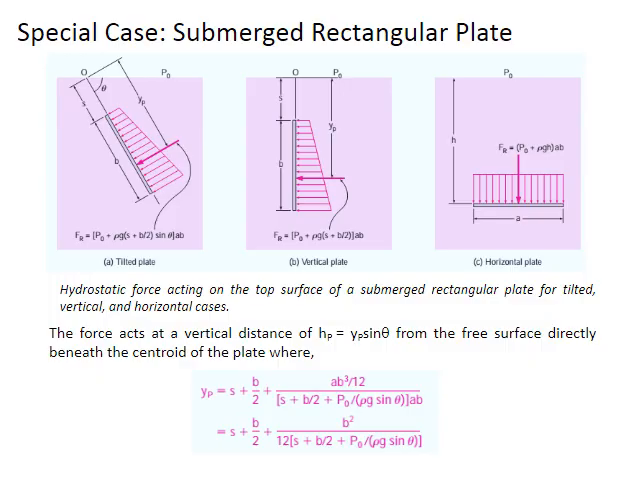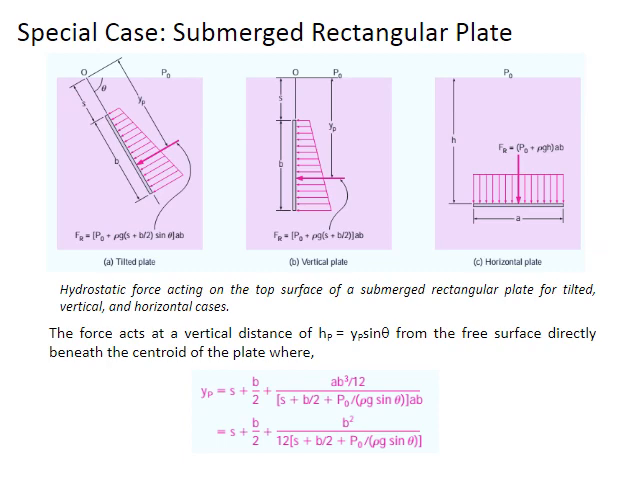In this slide I am going to talk about some special cases and we will find out hydrostatic force acting on the top surface of a submerged rectangular plate for tilted, vertical and horizontal cases. From the figure you can see there are a lot of figures. The first figure is the tilted plate, the second is for the vertical plate, and the third one is for the horizontal plate. From the first figure we can see a tilted plate with an angle of inclination equal to theta, and the resultant force acting on the plate will be equal to P naught plus rho g s plus b by 2 into sin theta, multiplied by AB.